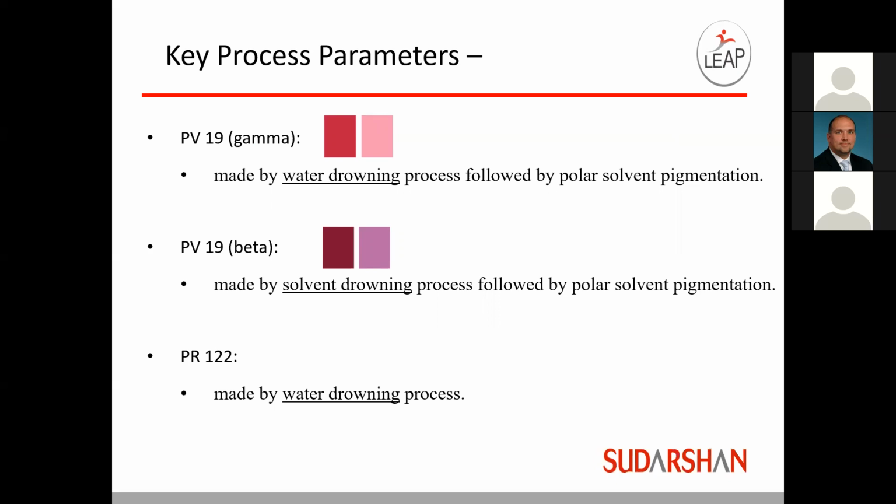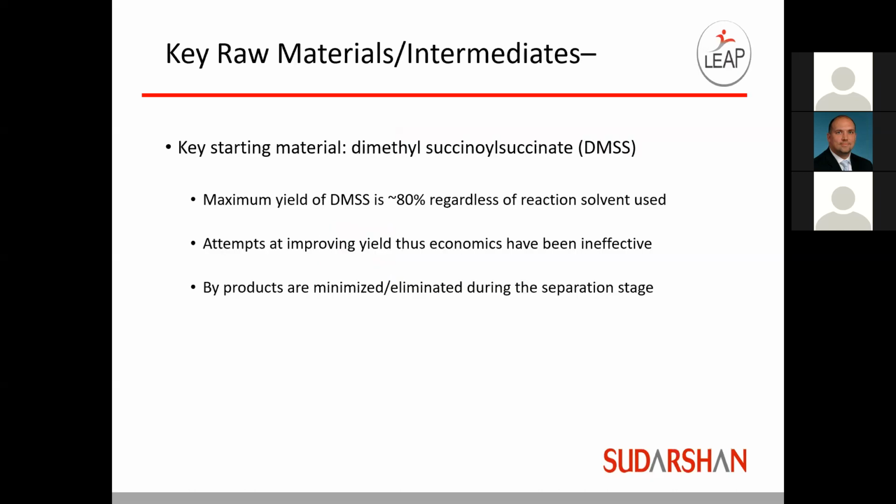Pigment Red 122 also uses water in the drowning process. From a key raw material and intermediate perspective, we talked about the key starting raw material of the DMSS. A key thing to note here is that there is a maximum yield of about 80% of this particular material, regardless of which process is used.